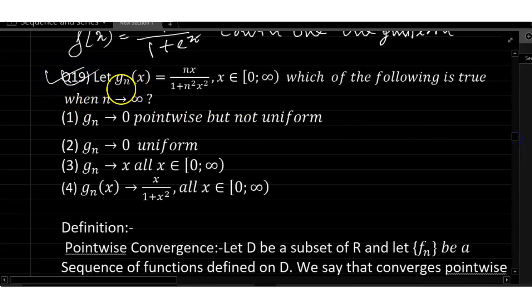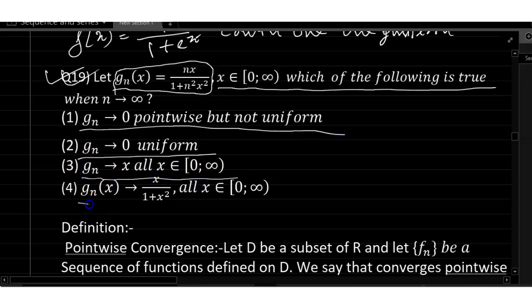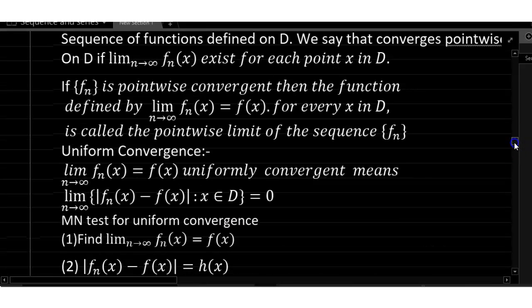Let g_n(x) be equal to nx divided by 1 plus n square x square on 0 to infinity. Which of the following is true? g_n tends to 0 pointwise, but g_n does not tend to 0 uniformly; and g_n(x) tends to x divided by 1 plus x square.